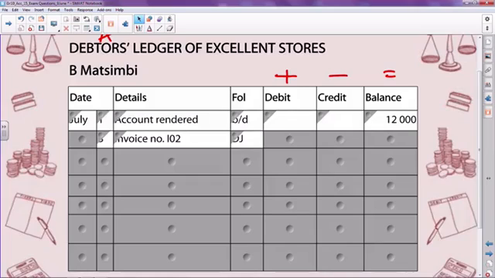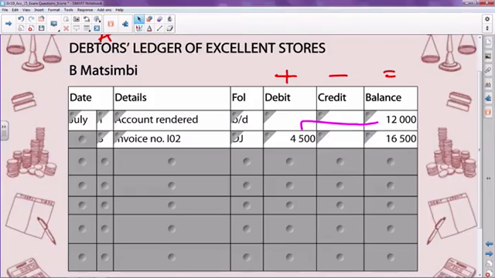I used the DJ, the debtors journal. Now remember, when we use the DJ, Matsimbi owes more. Where will he owe more? On the debit side. Now remember, he bought for 4.5. And now I have to take the 12,000 here and add it to the 4.5, and then you will get your new answer in the balance of 16,500.